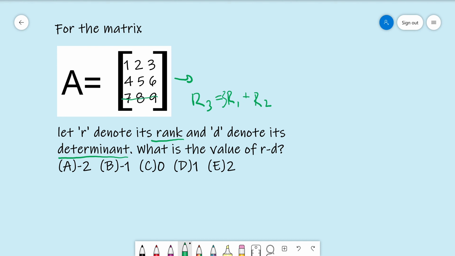Now the question is, are the first two rows linearly independent? Well, the answer is yes, because the only way they wouldn't be is if the second row was a scalar multiple of the first, and it's not, because 1 times 4 is 4, but 2 times 4 is 8. So you can right away know that the rank is 2.